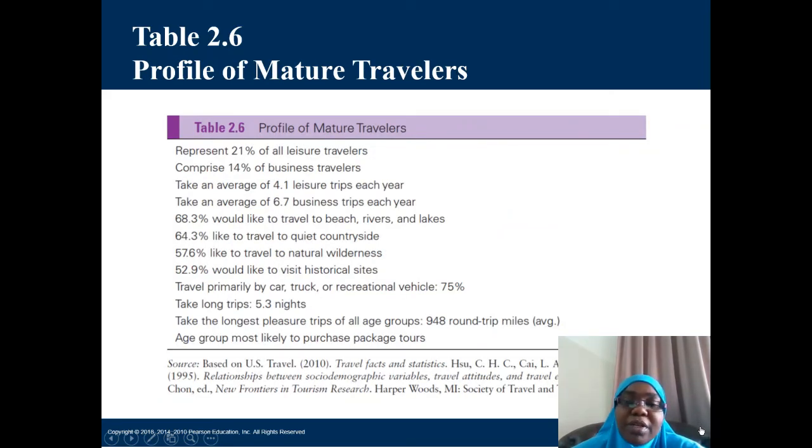So this is the profile of mature travelers. Mature travelers represent 21% of all leisure travelers. When you consider the leisure travelers, you realize that from this particular research by US Travel in 2010, we discovered that the mature travelers represent 21% of all leisure travelers. It's also noteworthy that they travel primarily by car, truck, or recreational vehicle. That's about 75% of them.